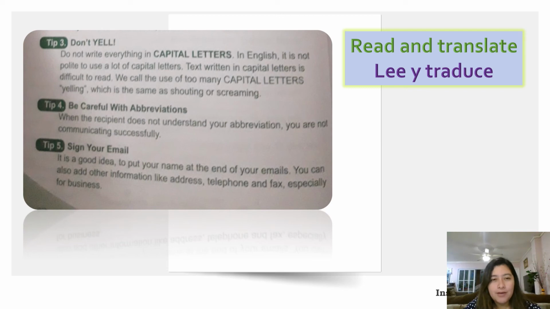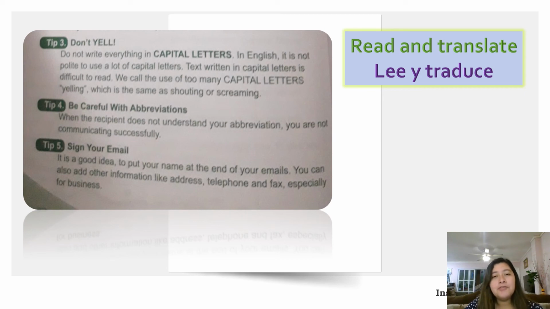Tip number 5. Sign your email. It is a good idea to put your name at the end of your emails. You can also add other information like address, telephone, and fax, especially for business. Firma tu correo electrónico. Es una buena idea poner tu nombre al final del correo. También puedes agregar información como dirección, teléfono y fax, especialmente si es para asuntos serios.